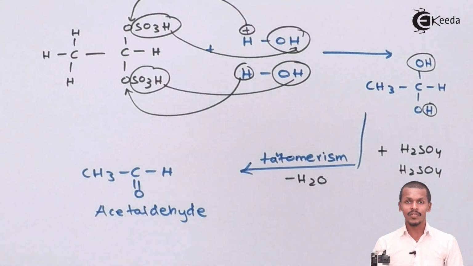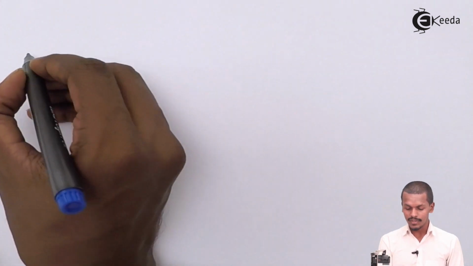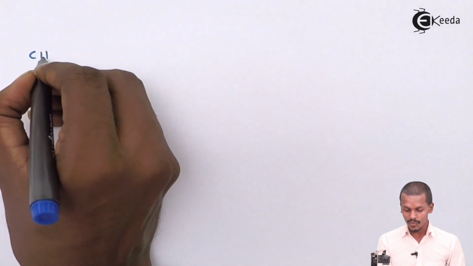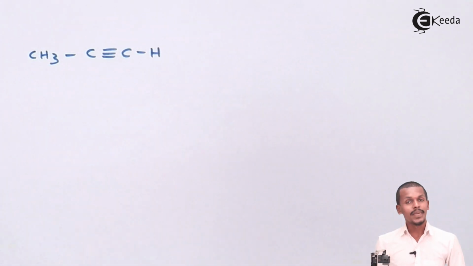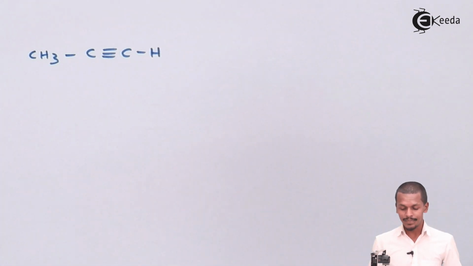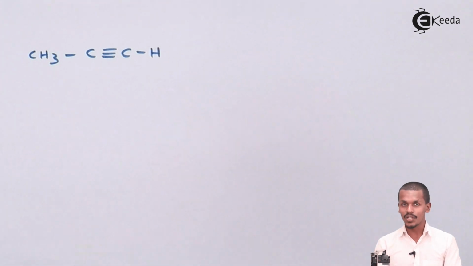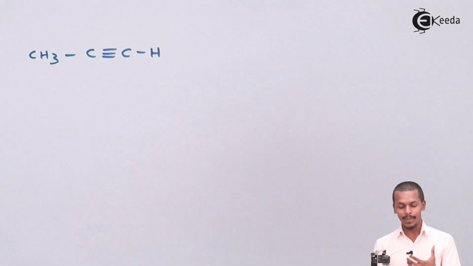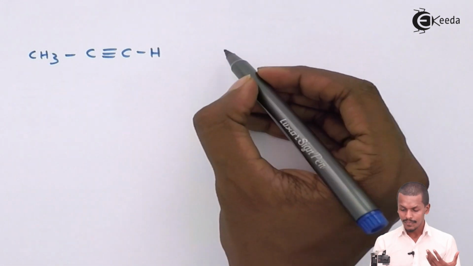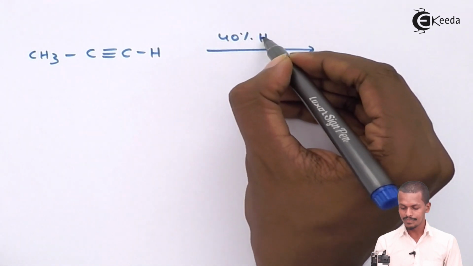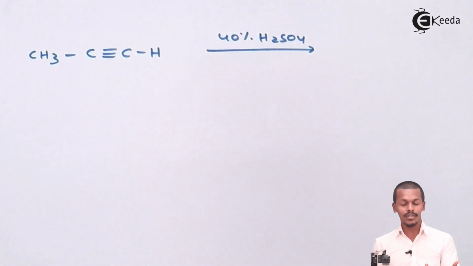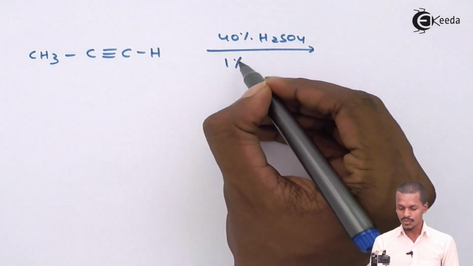So let me give you another example, and from that we could get to know what kind of product we would form. Suppose we have this kind of reactant, an alkyne, which here is propyne, and we have to do a reaction with sulfuric acid along with the hydrolysis process, both will happen in this case. For that we are going to use 40% sulfuric acid, and along with that 1% HgSO4 solution.